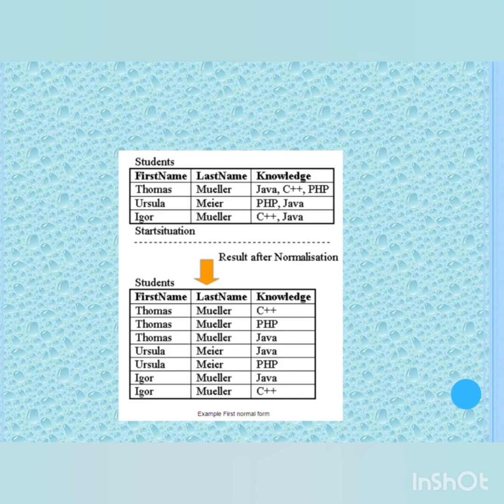So then what to do? Now we are trying to separate data. See how we have separated data. For Thomas, first name Thomas, knowledge is C++. Again Thomas, knowledge is PHP. Thomas, again knowledge is Java. So this is how we are trying to supply atomic values for a particular attribute. Okay. So this is what first normal form deals with.